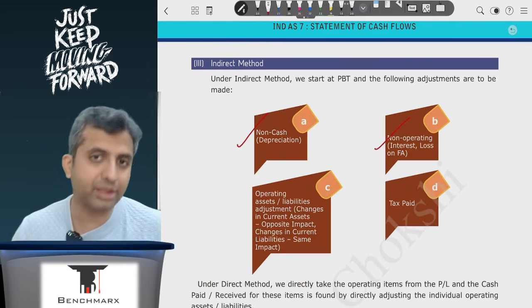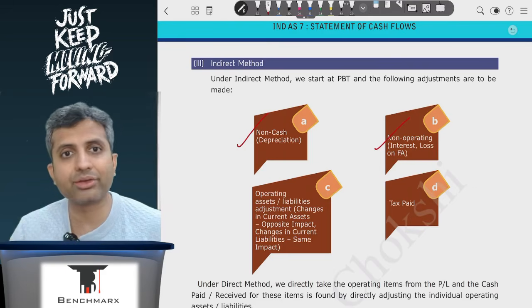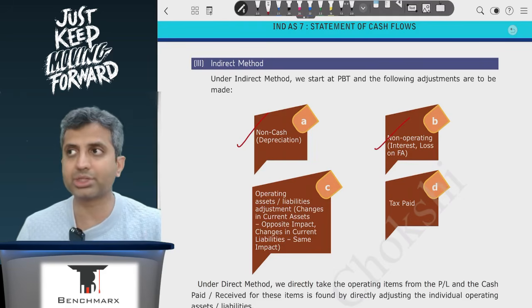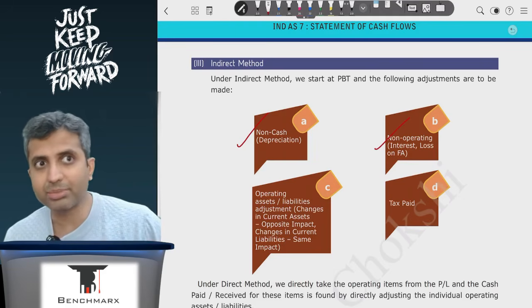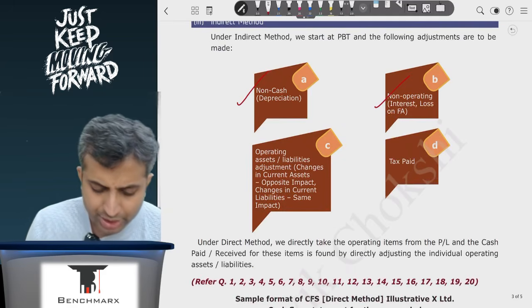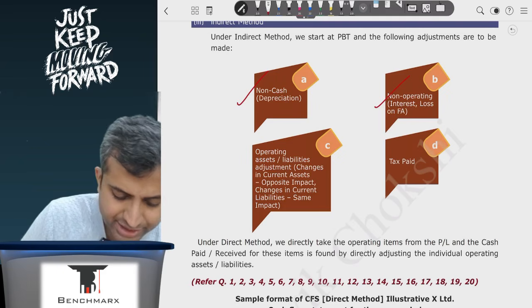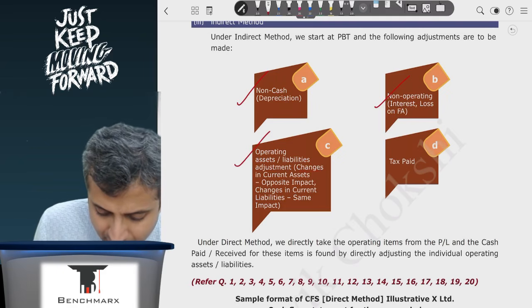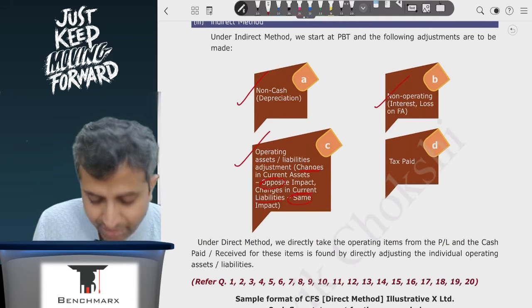Current liabilities will have a direct relationship, which means if the creditors go up, that means I've paid less. If the outstanding expenses or expenses payable go up, that means I've paid less, and hence that will increase my cash. So the logical thing is you will have to make an adjustment for operating assets or liabilities. Changes in current assets have an opposite impact, and changes in current liabilities will have the same direction impact.